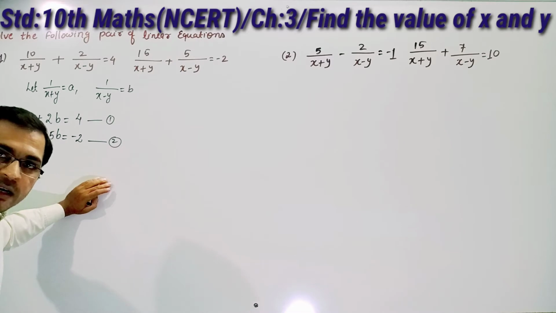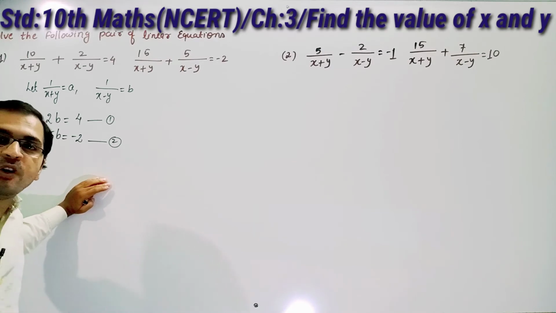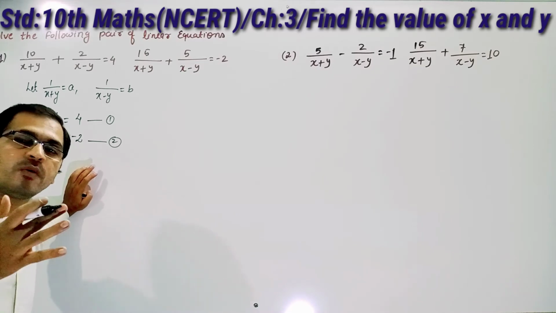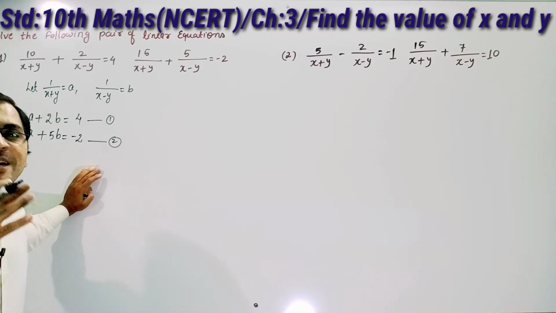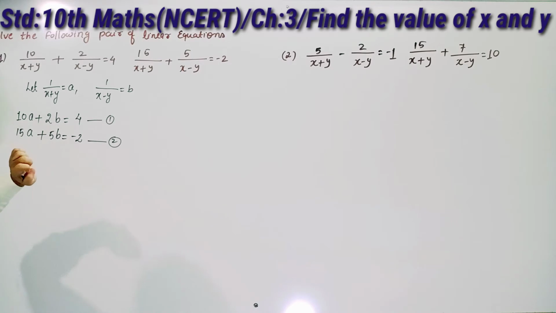We have learned the graphical method, elimination method, substitution method, and cross multiplication method. In our previous video lecture I told you that whenever you get linear equations in two variables and want to find the values of the variables, go through the elimination method. To eliminate a or b we will have to equate the coefficients. Suppose you want to eliminate a: the coefficient of a is 10 here and 15 there. If you want to eliminate b: the coefficient of b is 2 here and 5 there.